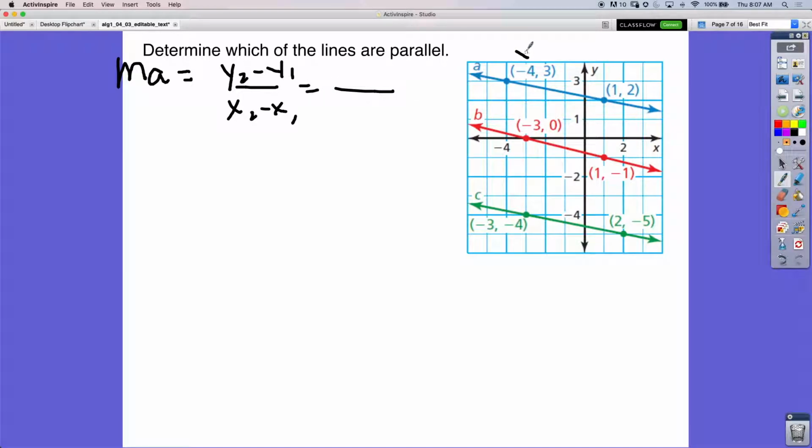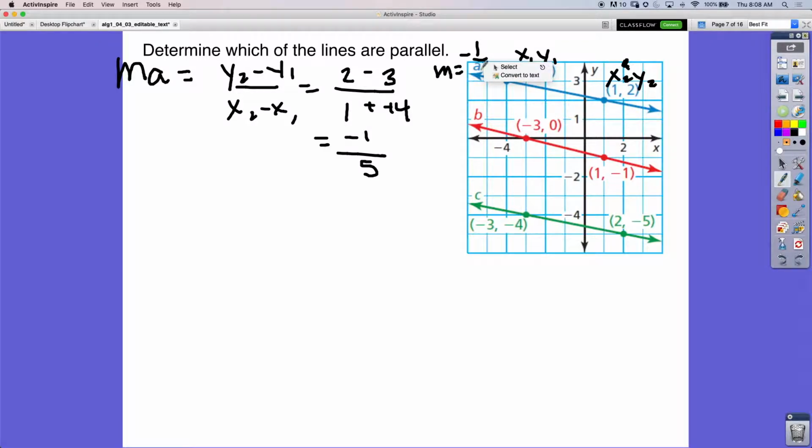Okay, let's label this one x1, y1, x2, y2. Put my minus signs in. y2 is 2, y1 is 3, x2 is 1, x1 is negative 4. Okay, 2 minus 3 is negative 1. These you change. The slope of line A is negative 1/5. Okay, which makes sense.